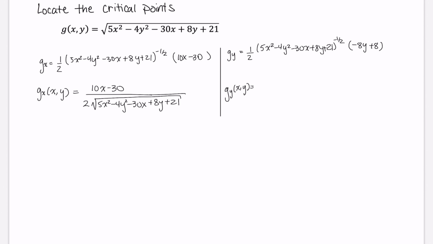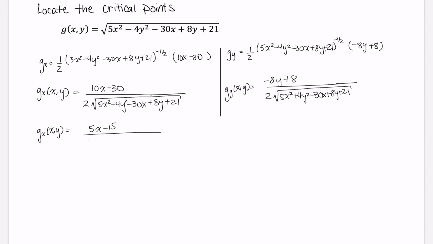So this yields negative 8y plus 8 divided by 2 times the square root of 5x squared minus 4y squared minus 30x plus 8y plus 21. And then both of these can be simplified a little further as we have even terms in the numerator and a 2 in the denominator. So the partial with respect to x is equal to 5x minus 15 divided by, oops, no more 2 there, the square root of 5x squared minus 4y squared, and so on.